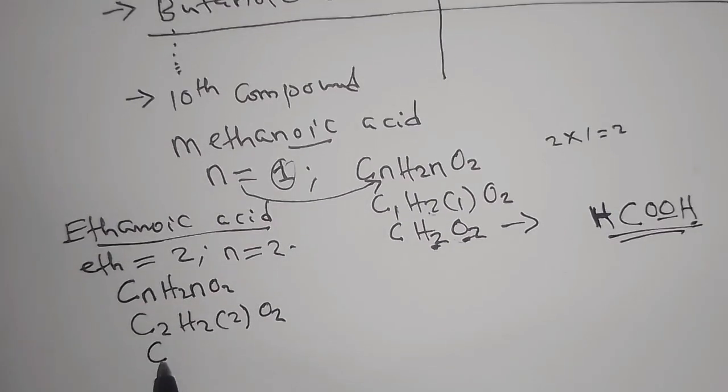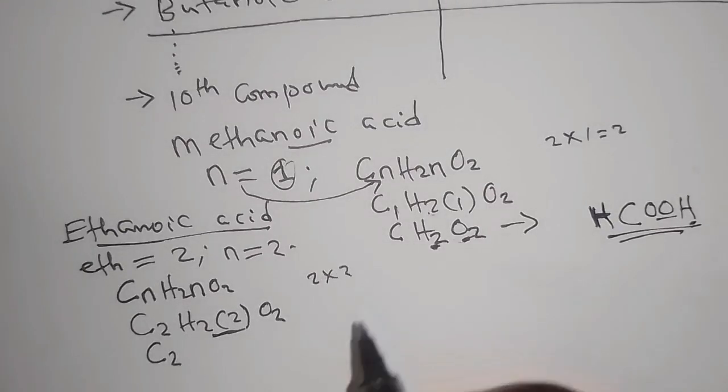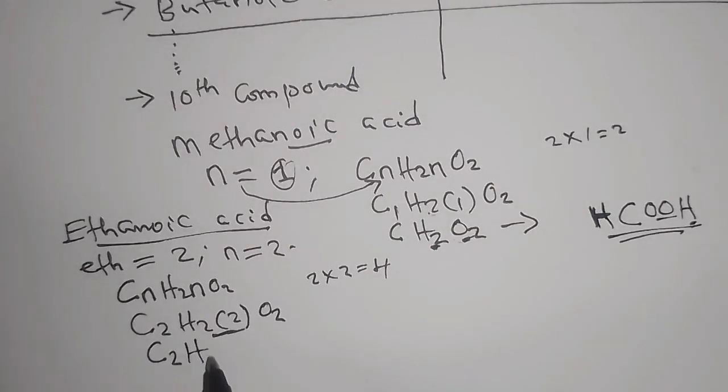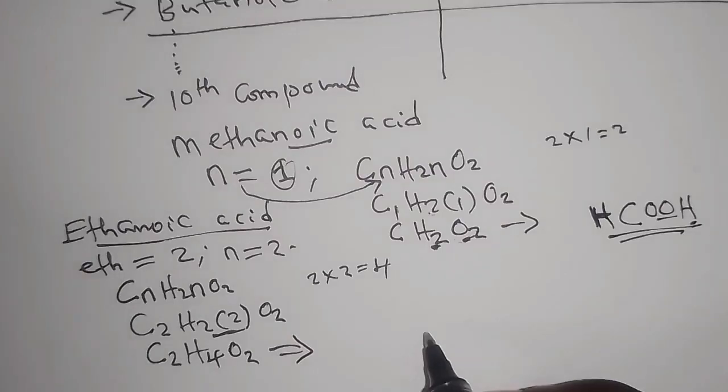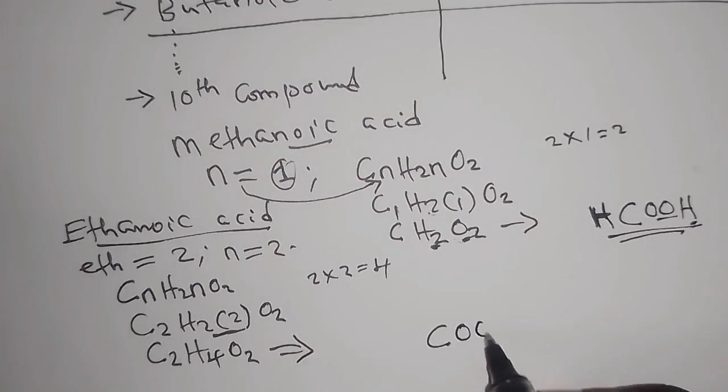Then from there, this C2, then this 2 times 2, which is just 4. So this is H4, then O2. Now we can convert this one to a nice formula, starting with the functional group included.